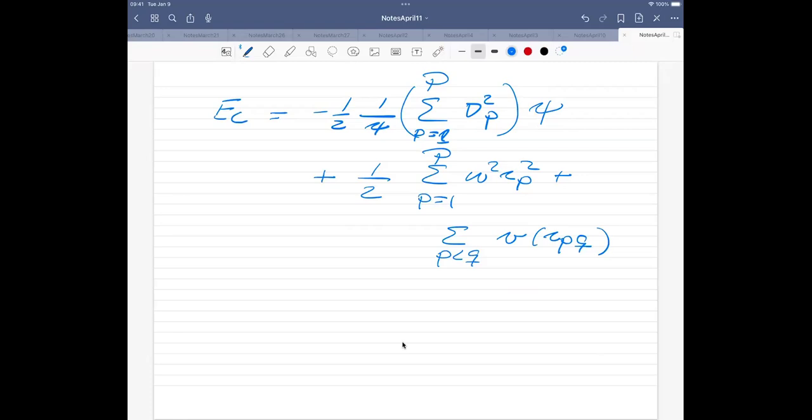Now there is a nice trick which we can use. If we just do this in one dimension, so let's say that we have one particle in one dimension.